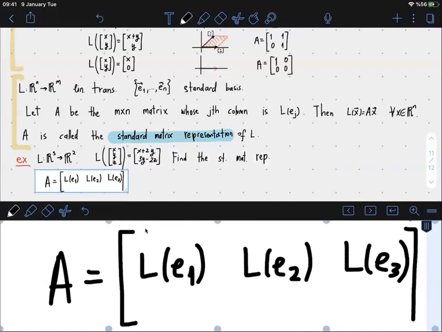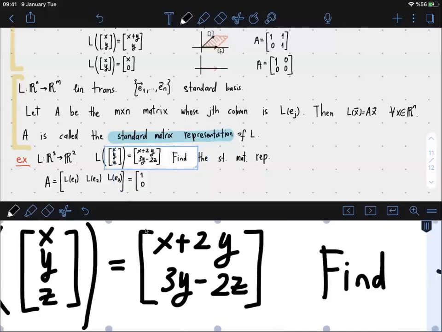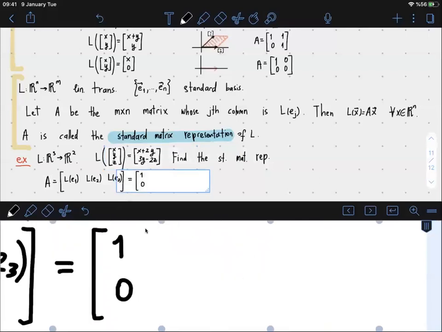What is E1, E2, E3? They are the standard basis vectors. E1 is basically 1, 0, 0. So if I put 1, 0, 0 here, I get 1 for the first component and 0 for the second component, right? If I put x equals 1, y equals 0, and z equals 0, I get this one. If I put 0, 1, 0, I get 2 and 3. And if I put 0, 0, 1, I get 0 and minus 2.